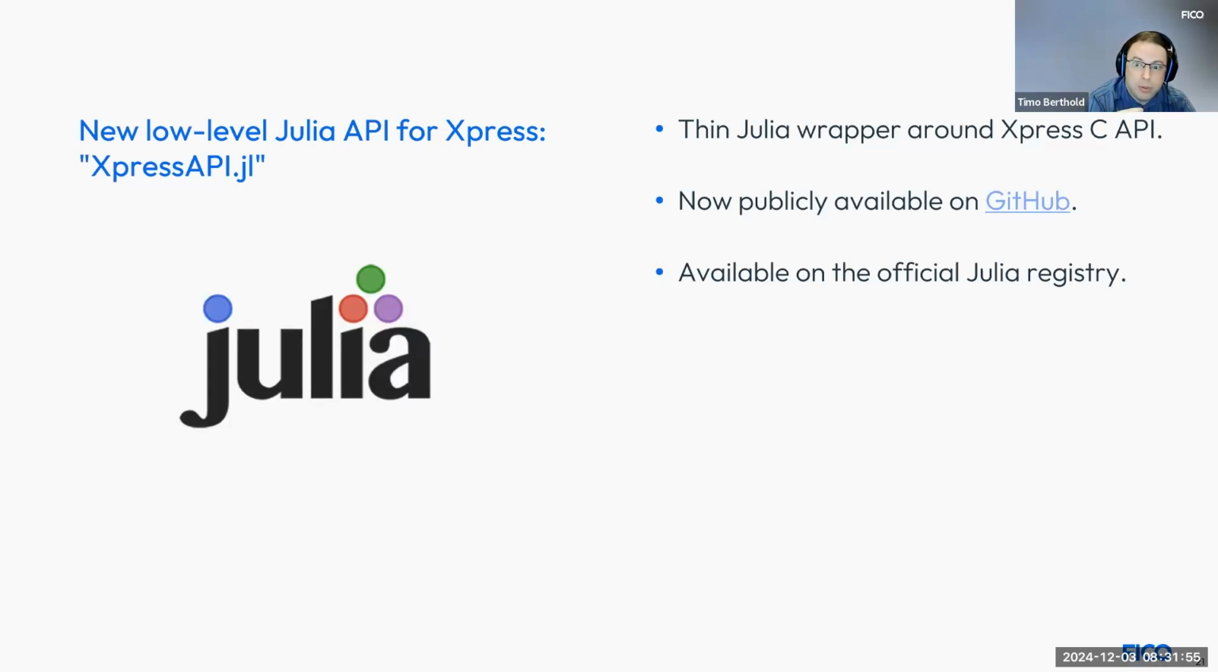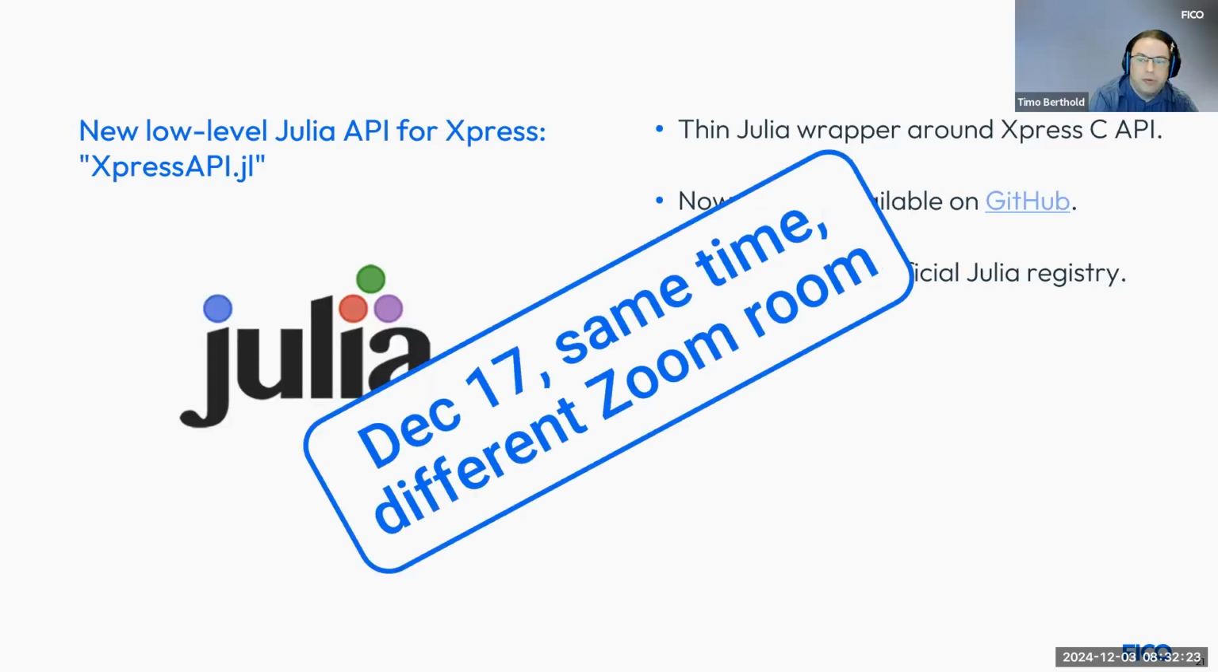So when you remember the nice orange yellow graphic that I showed 2 slides earlier, for Julia, at the moment, you only get the middle part, the matrix-based API, but no augmented object-oriented modeling level. So it's a thin wrapper. This Julia API is available via GitHub, and it's part of the official Julia registry. And again, for some more details on Python and Julia, I refer to the webinar by Susanne and Bruno in 2 weeks from now in yet a different Zoom session.